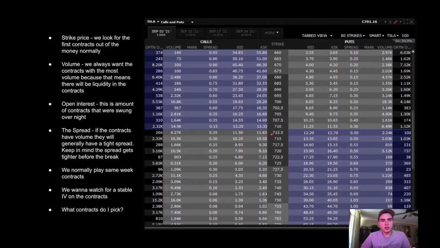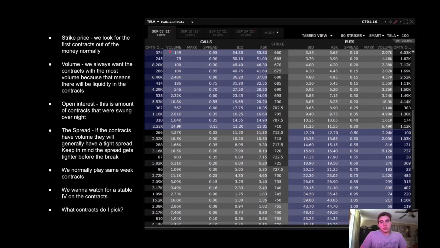When picking the contract, you want to look for the most volume and open interest, okay? And you can see I have these two columns right here. Open interest is the amount of contracts that were swung overnight. So it helps you gauge what contracts people are looking at. And then we have volume, and that's the amount of contracts people are in.